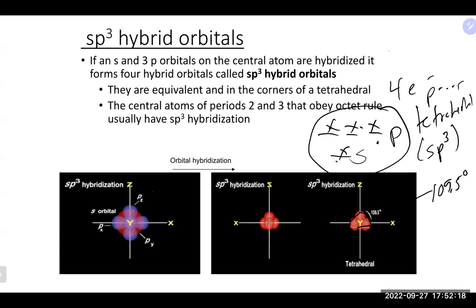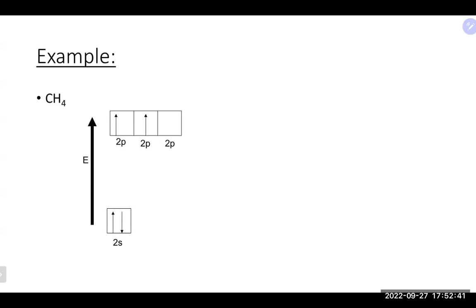And again, here we will end up in this case with 4 sp3 hybrid orbitals, as we combine basically the s and the 3 p orbitals together. Again, giving us 4 hybrid orbitals, same energy, same shape, going to allow some better bonding. An example of that would be methane here.